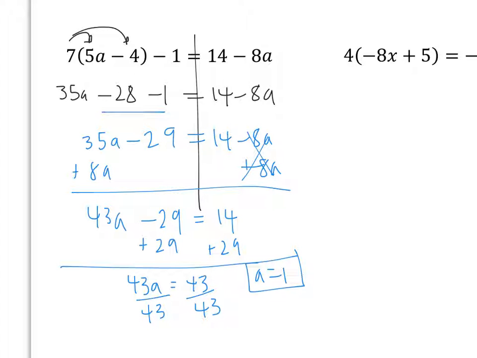And again, let's practice checking our work. So if I plug in 1 here and here, 7 times parenthesis, 5 times 1 is just 5, minus 4, close parenthesis, minus 1 gives me 6. Please make sure you get that in your calculator. And then 14 minus 8 times 1 is 8, so 14 minus 8 is 6, and 6 does equal 6, so we know that we're right.